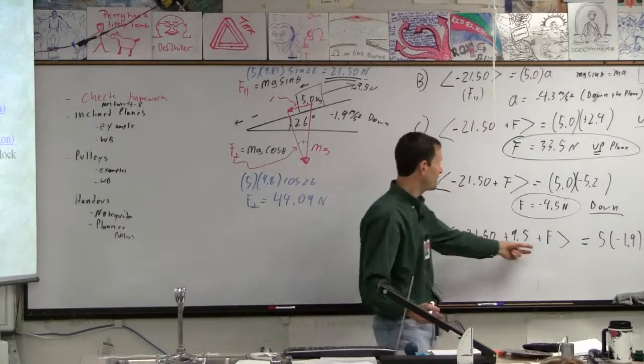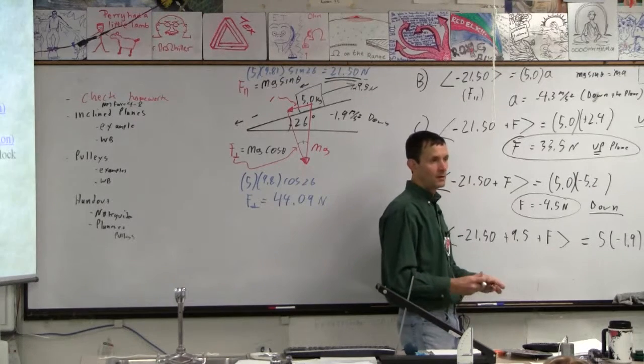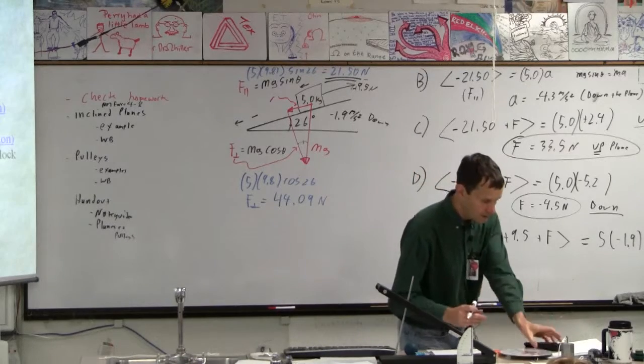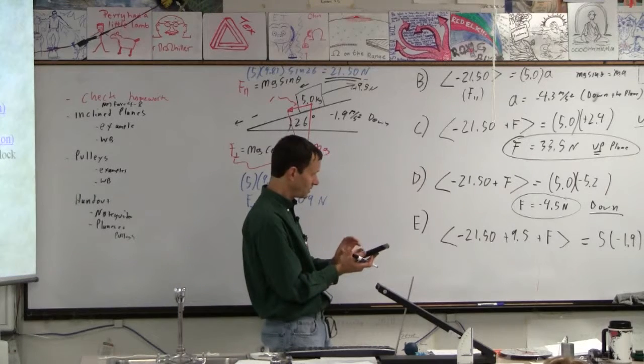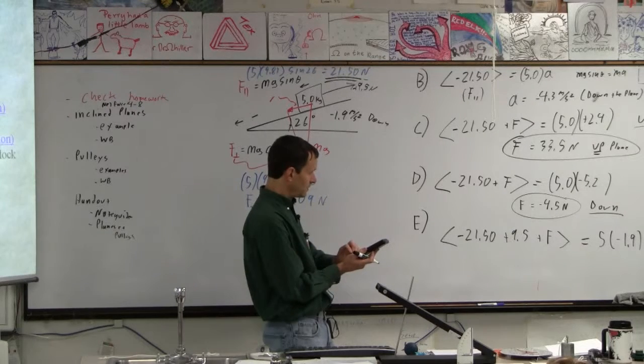Does anybody have any idea which way this force is who hasn't already calculated it? Is it going to be up the plane or down the plane? Do we know? Can you tell by just looking at this expression, though? I can't tell. I'm not Rain Man. I can't really figure this out, right? Okay, so 5 times negative 1.9 minus 9.5 plus 21.50.